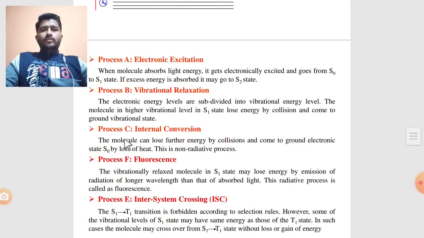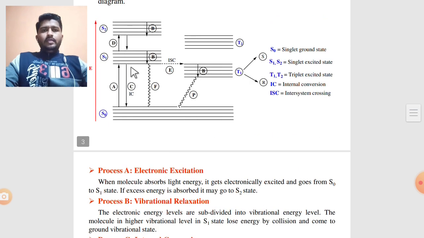Then the next one is process C, internal conversion. The molecule can lose further energy by collision and comes to the ground electronic state S0 by loss of heat, and this non-radiative transition is called internal conversion. See, this is the molecule from S1 to S0, means the excited molecule at S1 loses its energy in the form of heat. It is a non-radiative transition and comes to ground state S0. This process is called internal conversion.